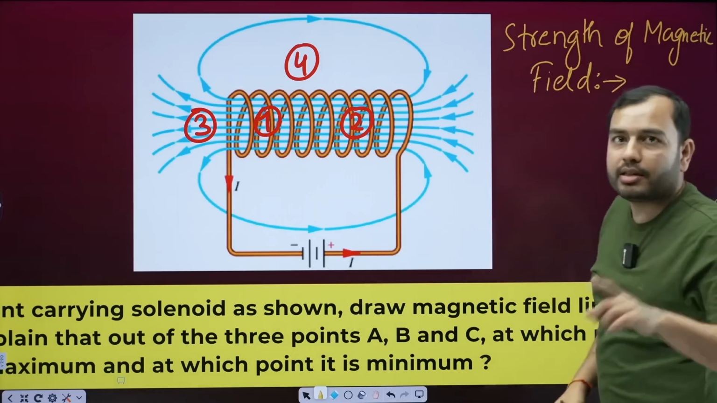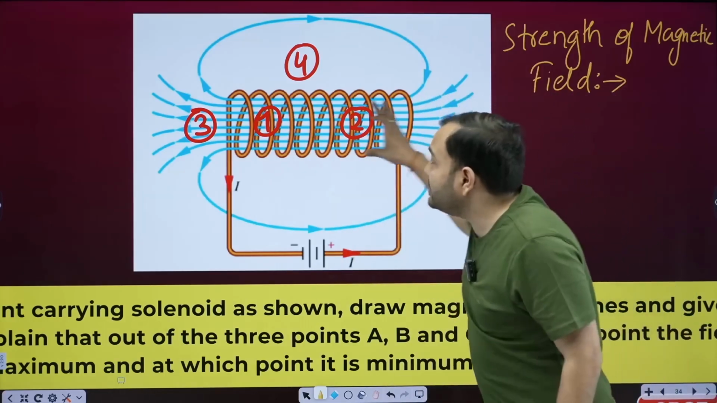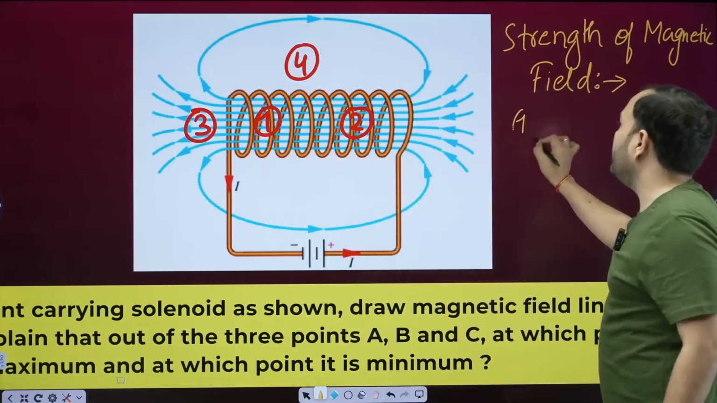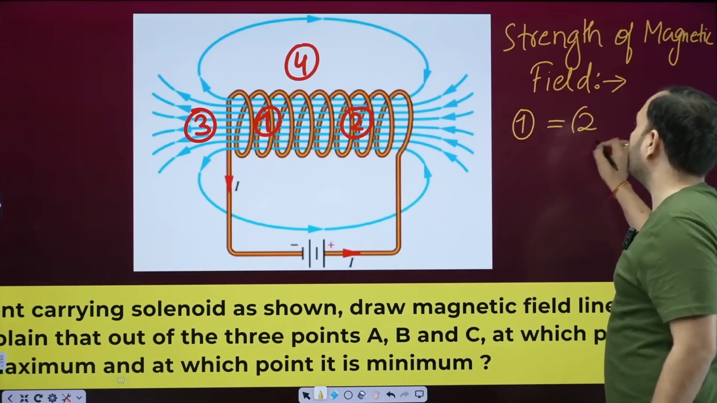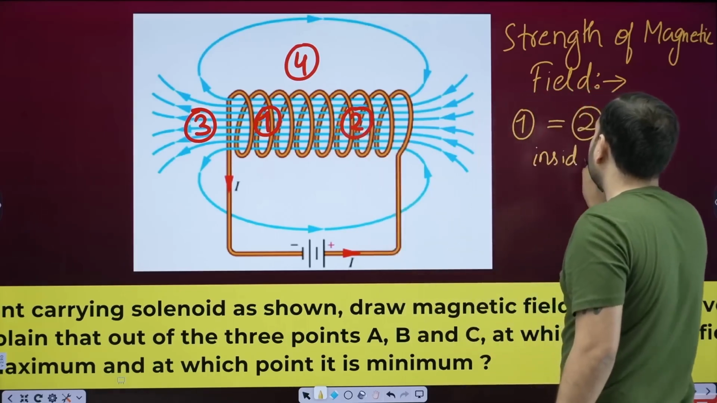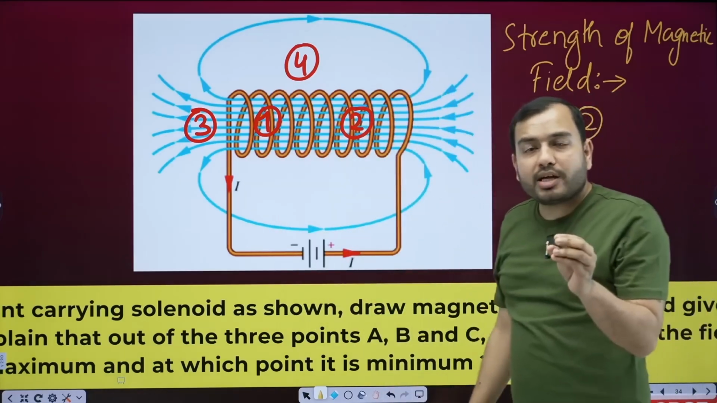Okay. First thing. Point number 1 and point number 2 are inside the solenoid. Inside the solenoid, everywhere the field is the same. It means the field at 1 would be equal to 2. Both are inside points, so it would be equal. Now, how do we compare this? Think. Did you study the concept?